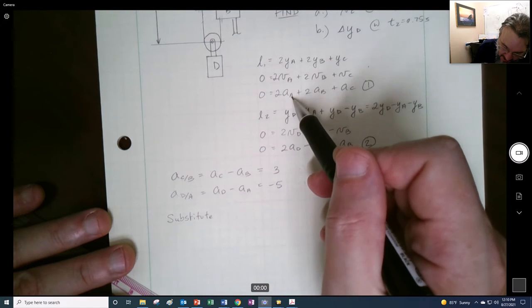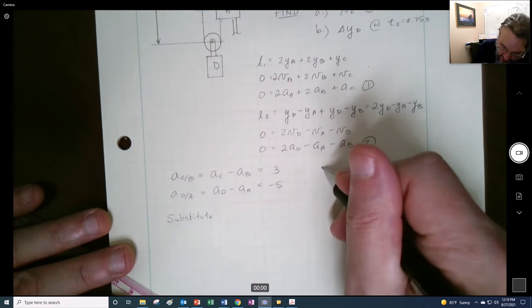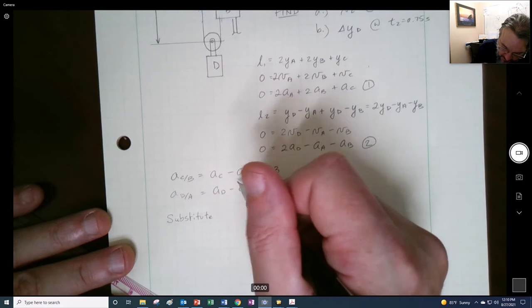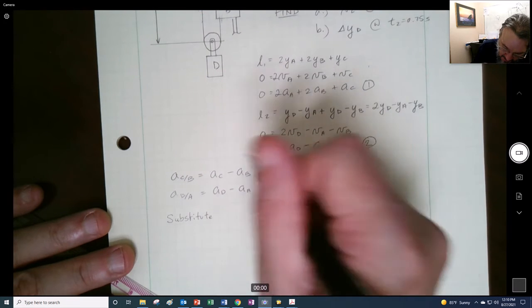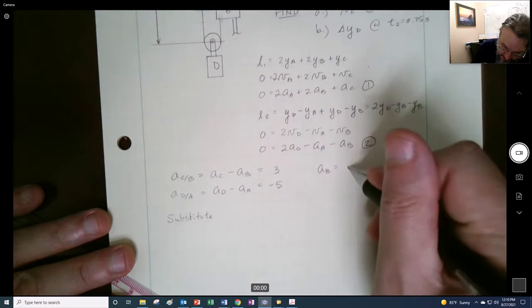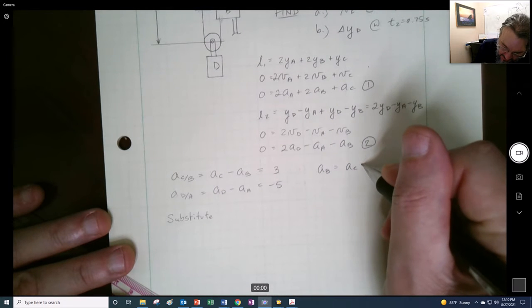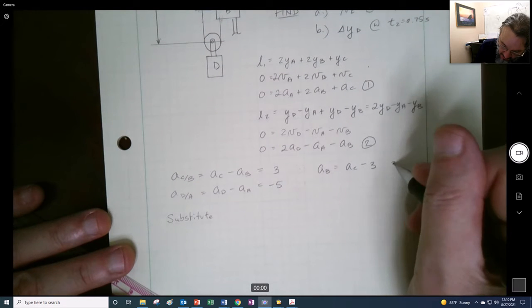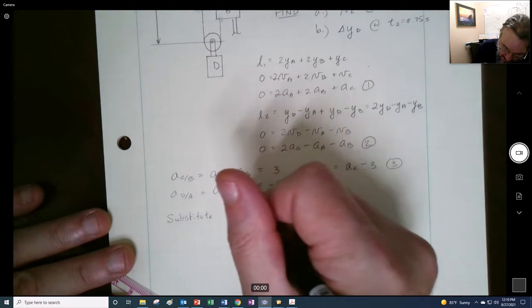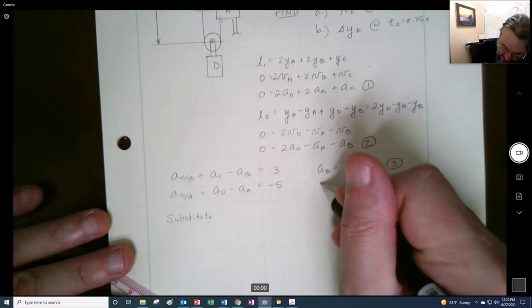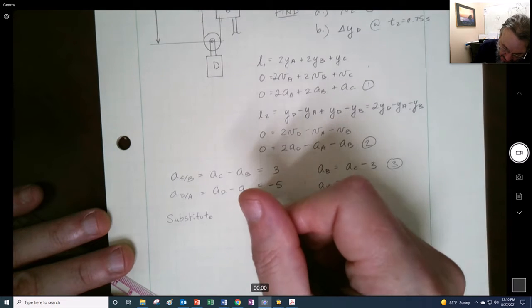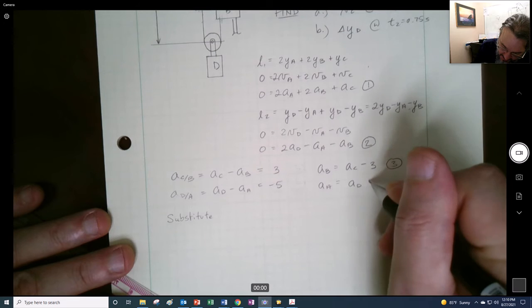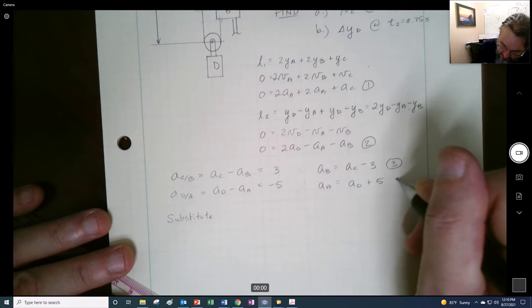So let's solve for A and let's solve for B, right? So we have acceleration of B is going to be equal to, that's going to come over here. So it's going to be AC, and that's going to flip over here, -3. Did I get that right? And I'll call that equation 3. And then I want to solve this for acceleration of A. We'll bring over here and bring over here, so it's going to be acceleration of D plus 5.